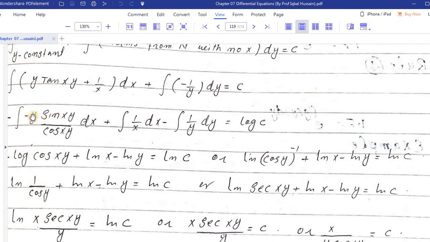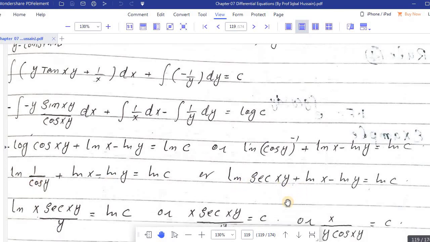rule integral of f dash divided by f is equal to log of f. Here integral of f dash divided by f is equal to log f. Similarly, here we have log y and here we have log c. This minus will be placed here, and we can write cos y with minus 1 as 1 over cos y. We can further write in this way.